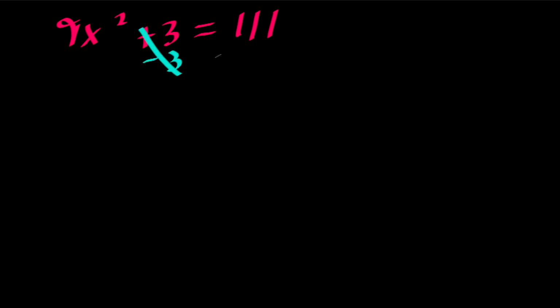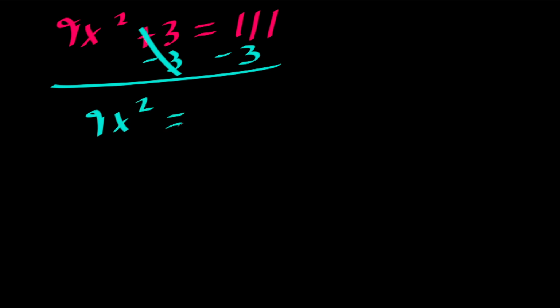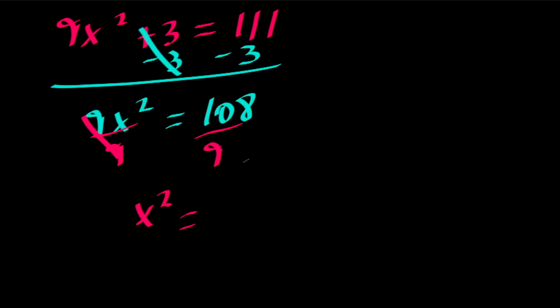So first we're going to add or subtract, so we're going to subtract 3. 9x squared is going to equal 108. And now we're going to come back and isolate x squared even further by dividing by 9. So x squared equals 108 divided by 9, which gives me 12. Now, that seems a little odd because hopefully you're looking ahead and saying, well, when I square root both sides, I can't do the square root of 12. But let's go one step at a time, and I'll show you how to handle that.